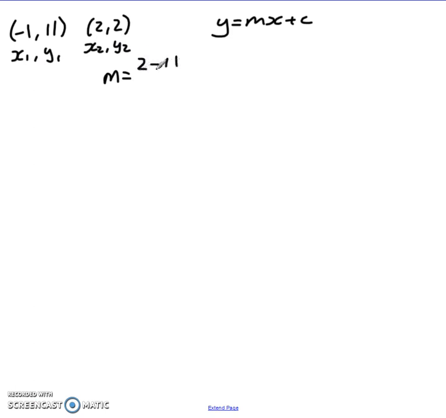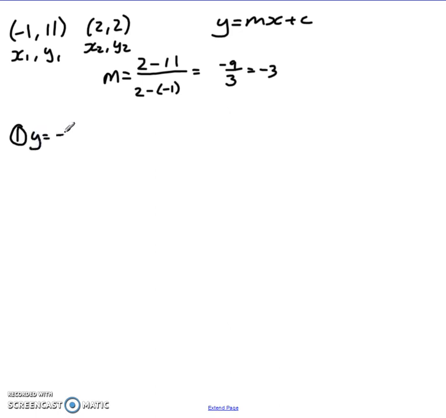That would give me 2 take away 11 on the top, y2 minus y1, over 2 take away negative 1 on the bottom. So I'd end up with negative 9 over 3. So I'd get negative 3 as my gradient. Now, there's a couple of ways we can approach it at this point to find our c. The first is to put this back into our equation, so for our m.